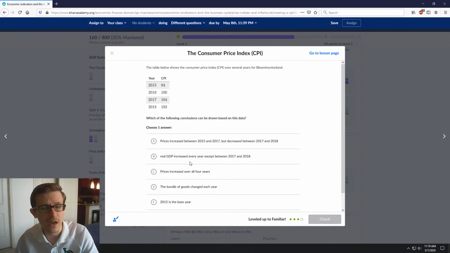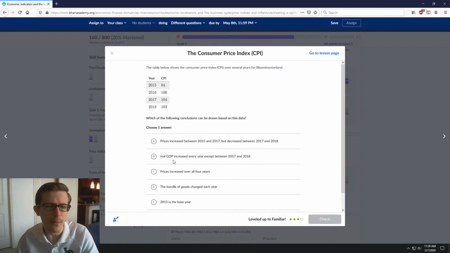Real GDP increased every year. This doesn't measure real GDP, so probably not the answer there. Prices increased over all 4 years. Probably not the right answer because it does decrease there. Bundle of goods changed each year. There's nothing here to imply that.